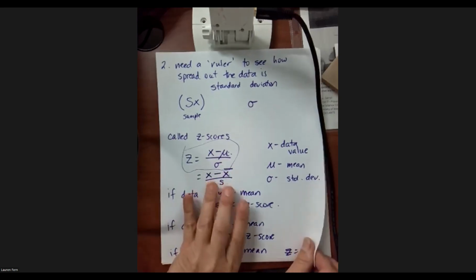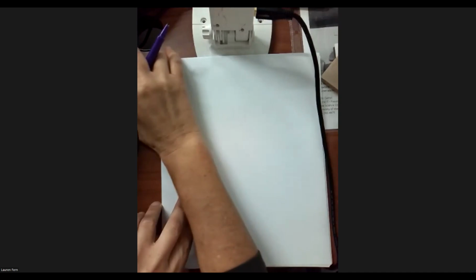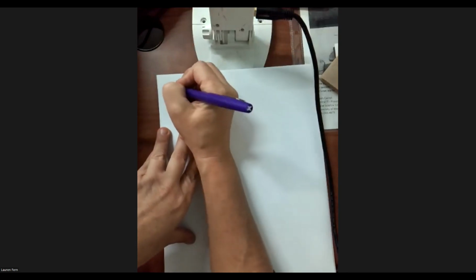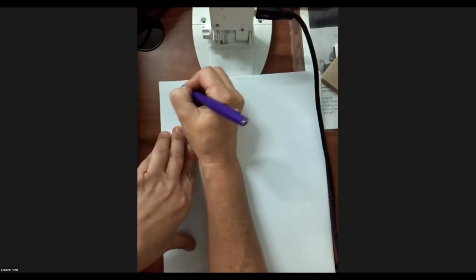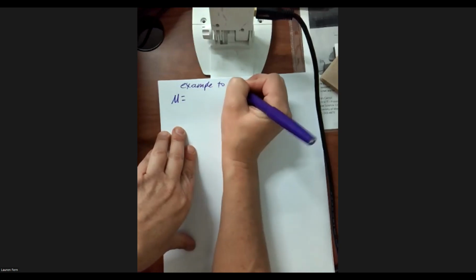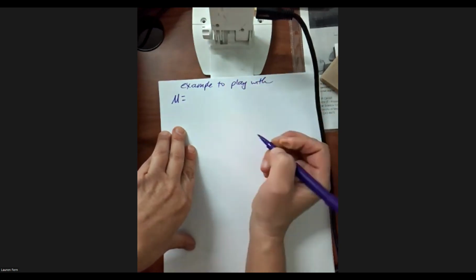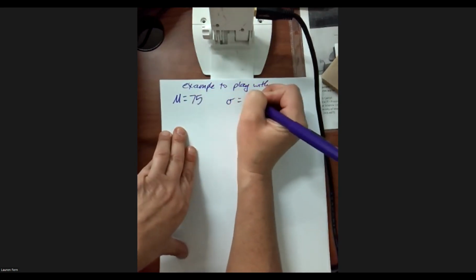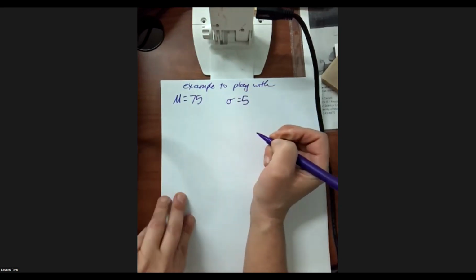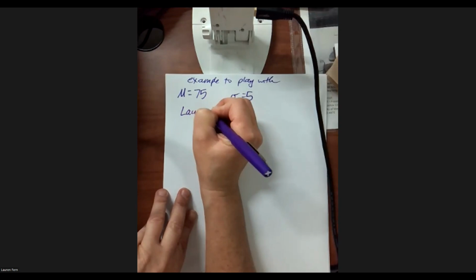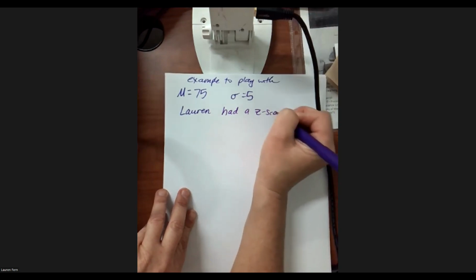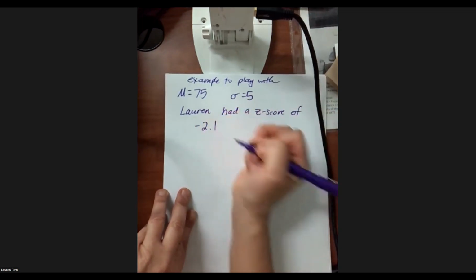So just to get us familiar with this formula, and then don't worry, I'm going to show you numerous ways we're going to use it. And this is just to play, okay? So suppose there was a test in a class, example to play with. Okay, and the average is a 75 with a standard deviation of 5. And suppose Lauren took the test and had a z-score of negative 2.1.